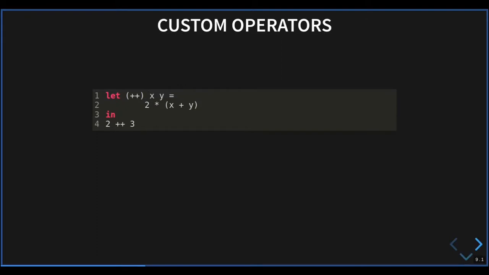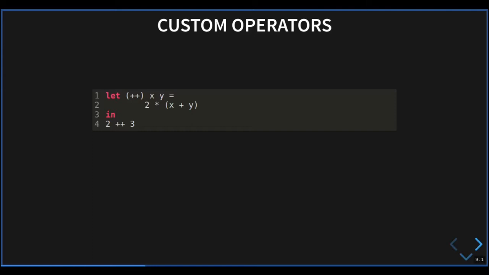We can also have custom operators, and this is also done using the let keyword. It is very similar to creating a function, but instead of the name of the function, we provide the symbol of the operator. This symbol can contain multiple characters, but it's not like we can provide any character we want. There's just a few possible characters we can use, and we have to surround this symbol in parentheses.